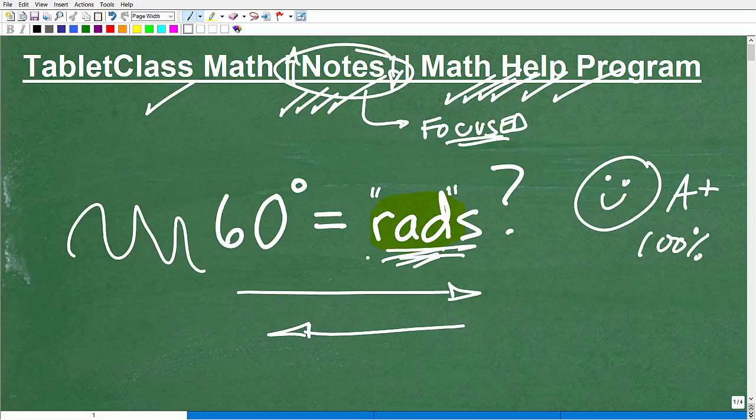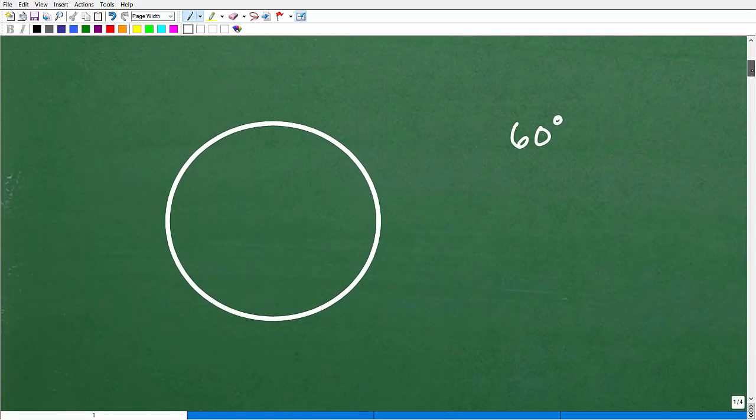We're going to stick with some simple, easy examples because this is an introduction to degrees and radians and how we convert primarily from degrees to radians, but we'll go the other way here for a second. This is not hard, okay? So let's first talk about a circle.